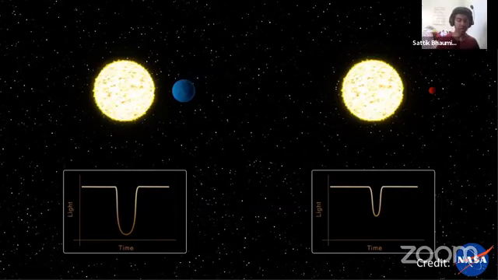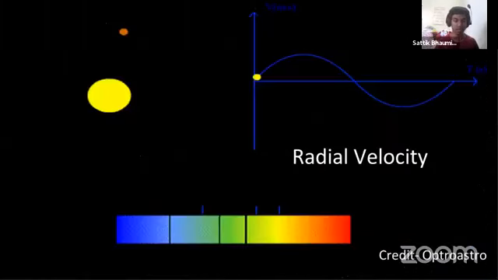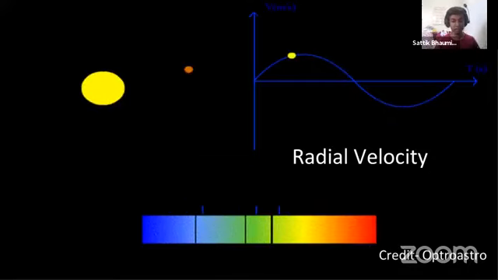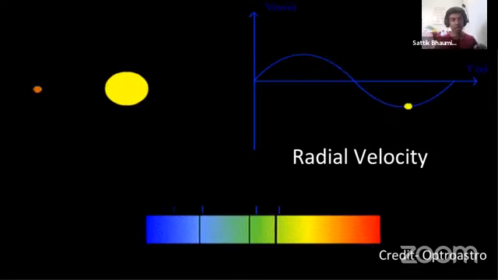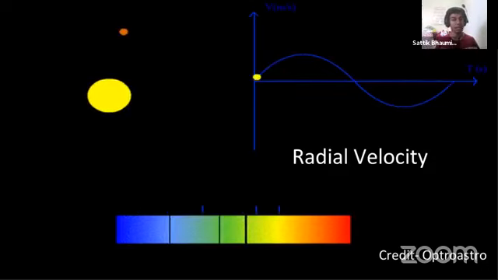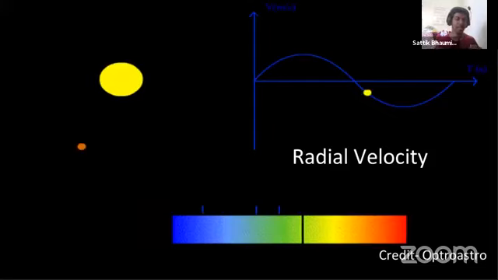To resolve that, there is another method called the radial velocity method. In this method, we record the absorption spectrum of the star. So as you can see here, the planet and the star actually revolve around each other at a common center of mass. We even define it as a wobbling star.